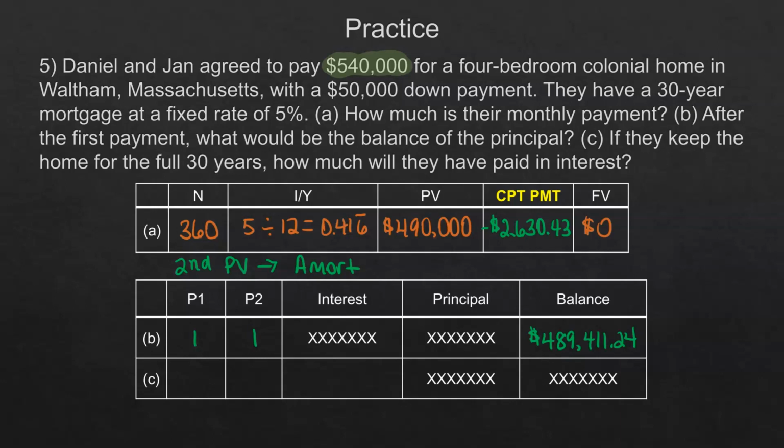If you keep it for the full 30 years, how much will they pay in interest? So from payment 1 to payment 360. So when you leave the 1 on your P1, go to P2, put 360 and push enter. And then scroll slowly, right? Pause at the balance until it comes up, and then scroll down to your interest amount.